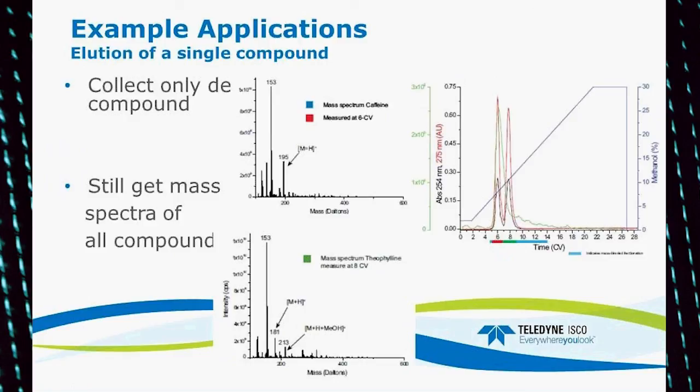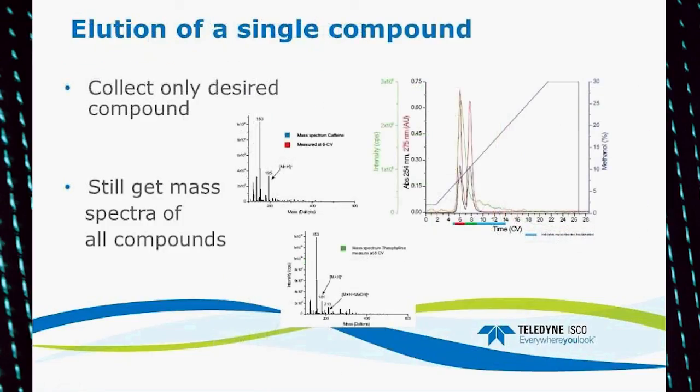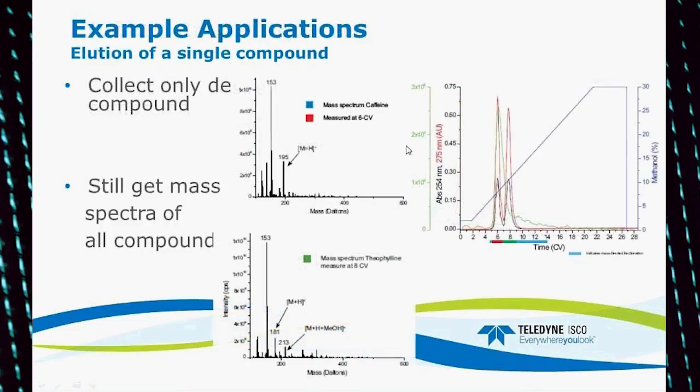So let's show you some examples here. What we've got here is elution of a single compound. And unfortunately, this spectra covered this up, but it really should say collect only the desired compound while you still get the mass spectra of all the compounds. So, in other words, what we did was we monitored only at one mass range. And in this case, it was 195.